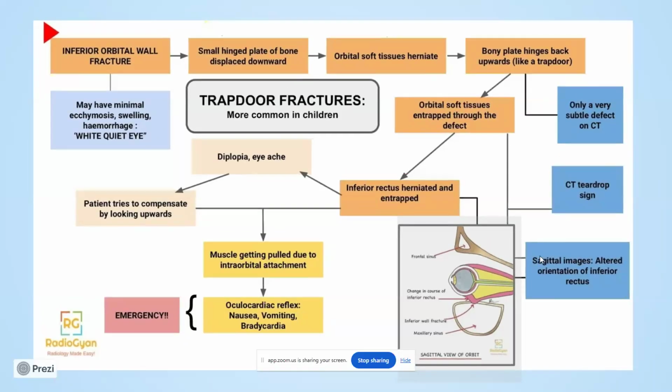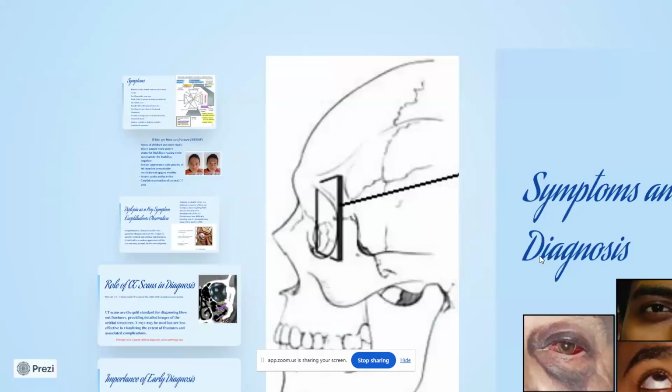Coming to the symptoms, patients with a fracture can present with blurred or double vision, swelling under the eye, swelling over the cheek area, numbness over the cheek area, subconjunctival hemorrhage, or a flattened cheek. They can present with either proptosis or enophthalmos, and also with a nosebleed.